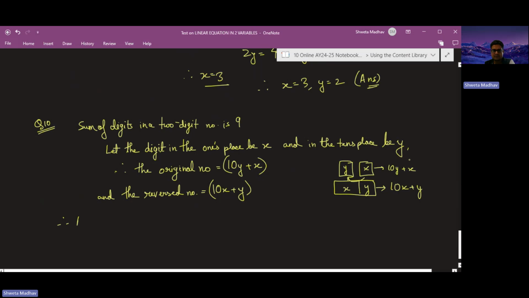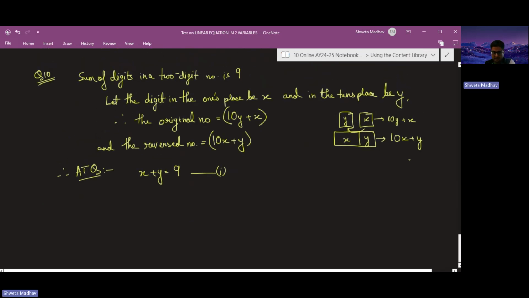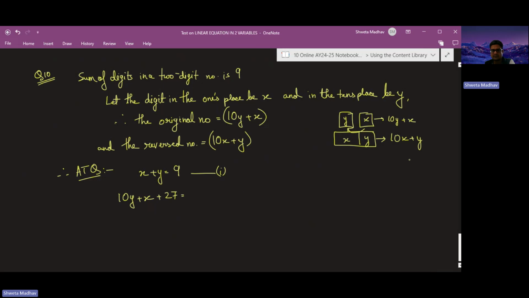So according to the question, the sum of the digits is 9. So therefore I can say x plus y is equal to 9, which is our equation 1. And when 27 is added to the original number, then the number gets reversed. So it means 10y plus x, if we add 27 to this, then we'll get 10x plus y. So this is our equation 2. We can solve them and find the original number. The original number only has been asked.